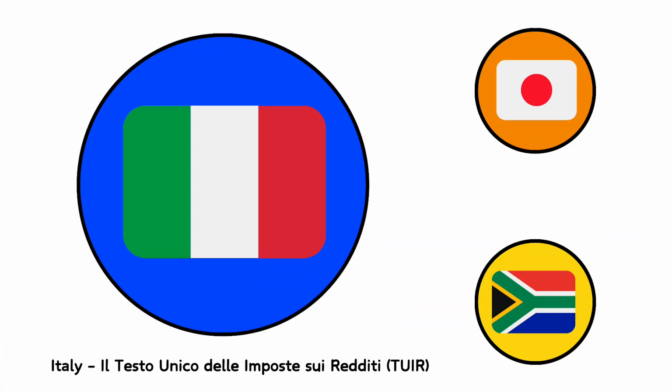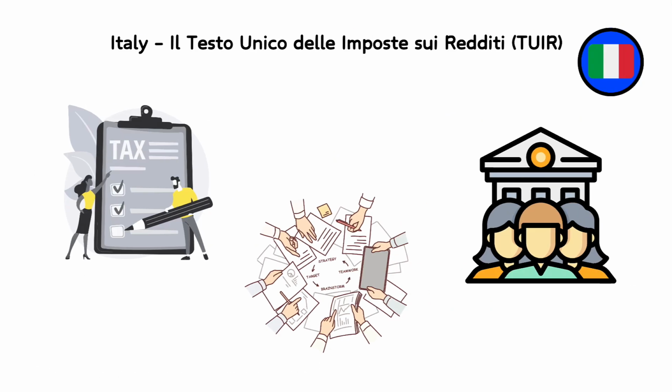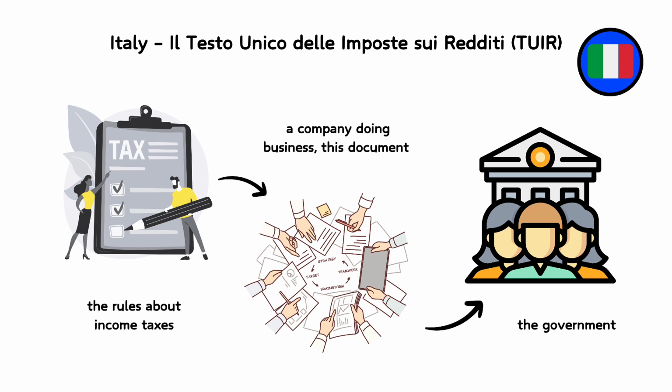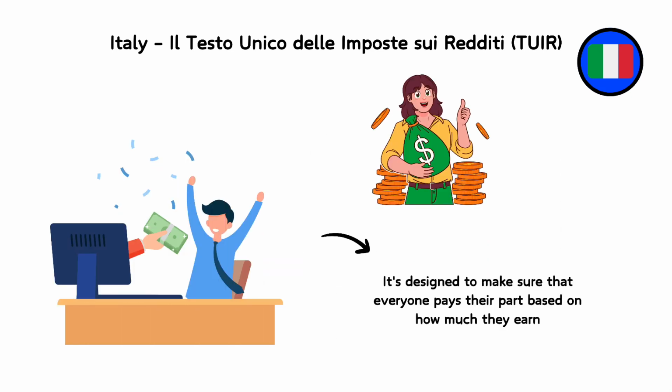Italy, il Testo Unico delle Imposte sui Redditi, TUIR. Italy's TUIR is a document that brings together all the rules about income taxes. Whether you're a person working a job or a company doing business, this document tells you how much of your income needs to be given to the government. It's designed to make sure that everyone pays their part based on how much they earn.